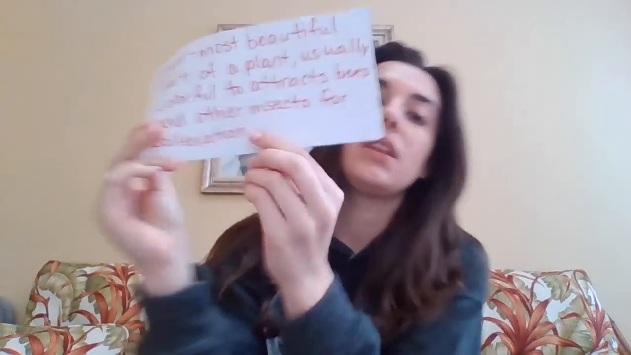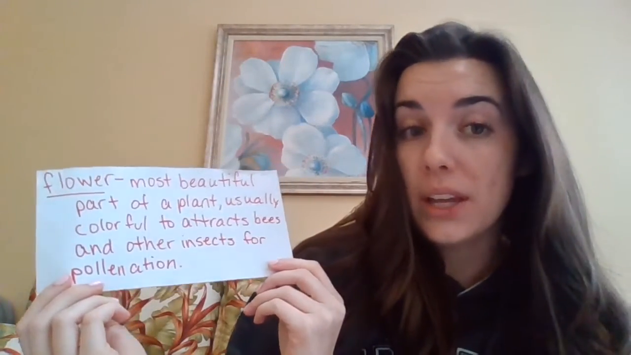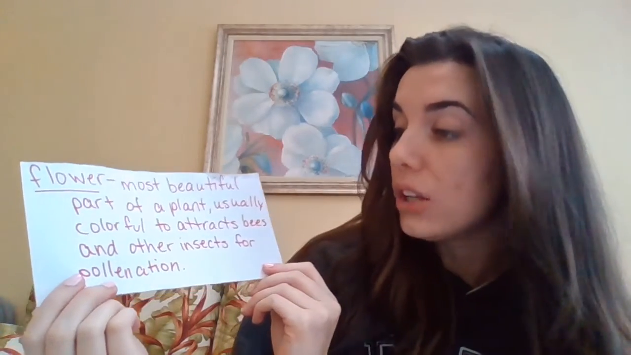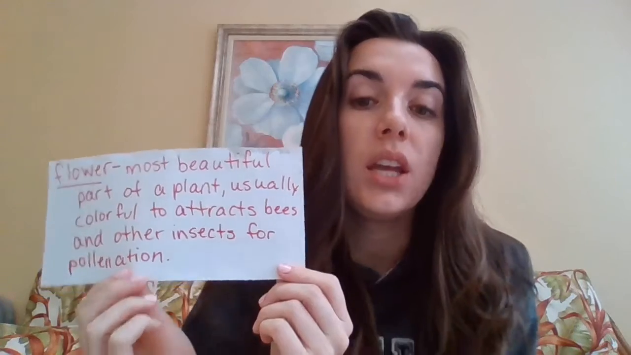And a flower is usually the most beautiful part of a plant, and they're colorful to attract bees and other insects for pollination. So you want a big, beautiful flower to come attract bees and insects to come get the pollen, fly to another plant, pollinate that plant, and so on. That helps the plants survive and produce new plants.